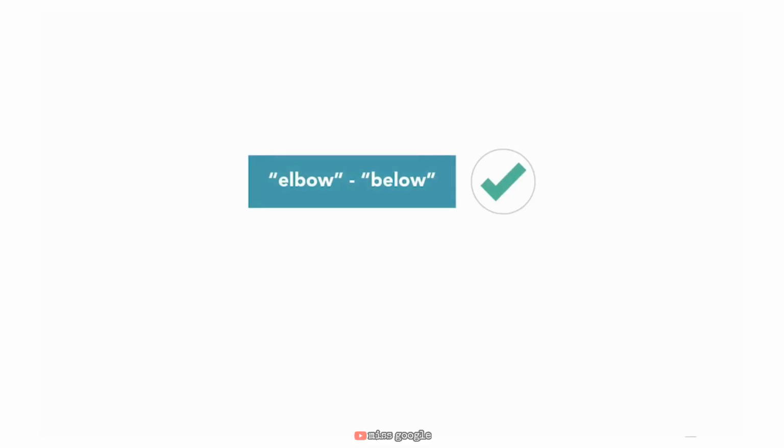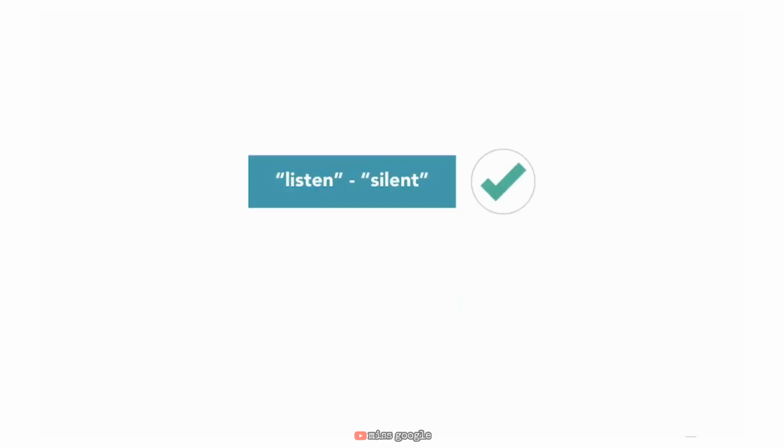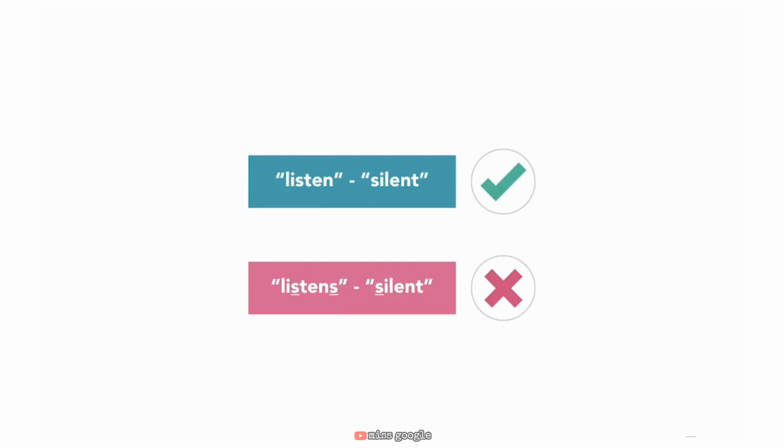2 strings are not anagrams if either of the words has any letters that are not in the other word. So for example, while elbow and below are anagrams, elbows and below are not anagrams because elbows contains an S and below doesn't. 2 strings are also not anagrams if they have the same letters but not in the same quantities. So while listen and silent are anagrams, listens and silent aren't anagrams because even though they both have the same letters, E, I, L, N, S, and T, listens has 2 S's while silent only has 1.